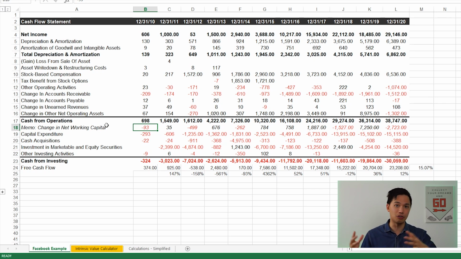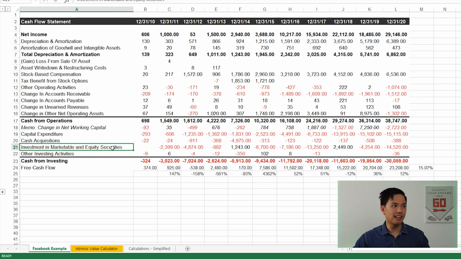And as the business grows, more cash will be tied up in working capital. So that is basically what this number is, but you don't have to worry because that is already reflected in the cash from operations.